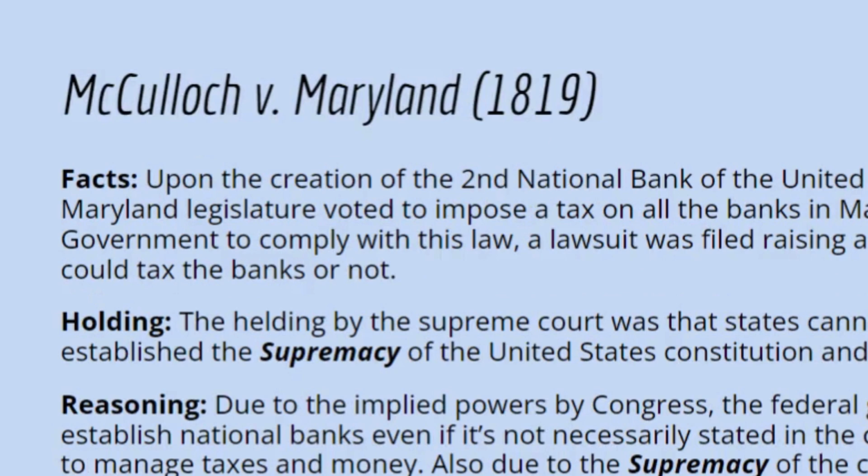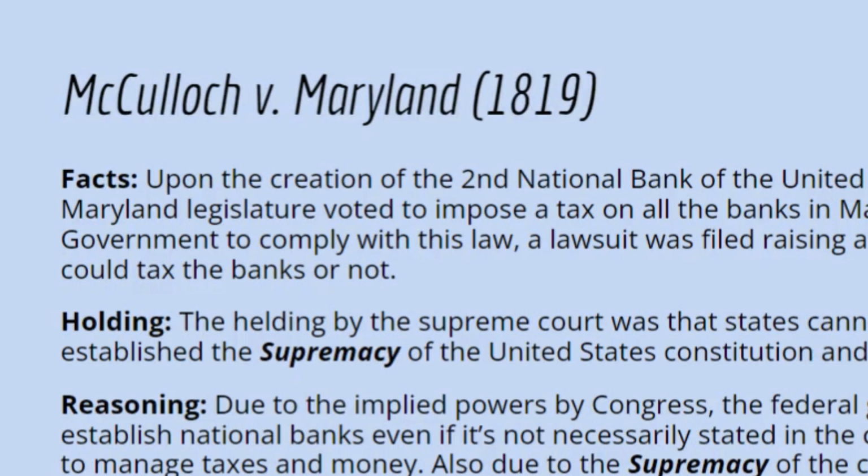McCulloch versus Maryland, 1819. Second required SCOTUS case. Facts. Upon the creation of the Second National Bank of the United States by U.S. Congress in Maryland, Maryland legislature voted to impose a tax on all the banks in Maryland. However, upon the refusal of the United States government to comply with this law, a lawsuit was filed raising the question of whether the states could tax the banks or not.